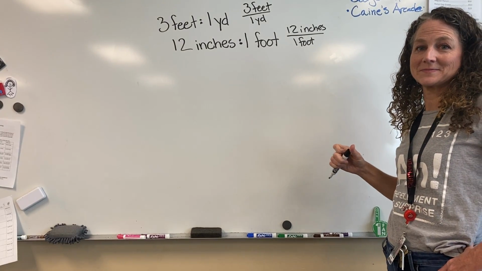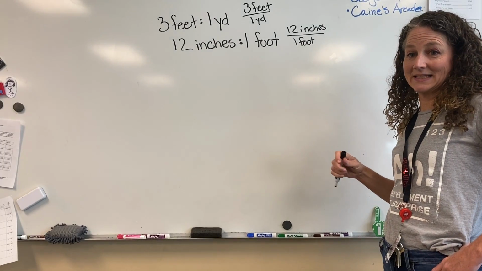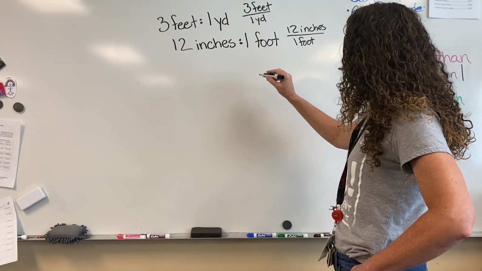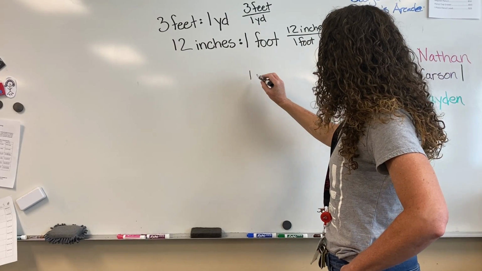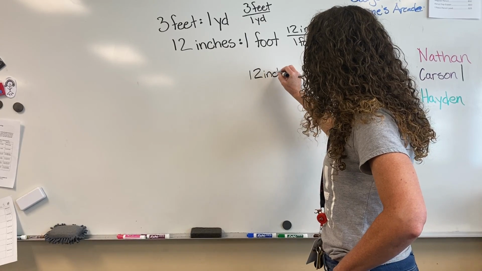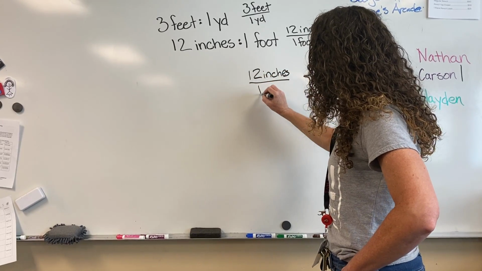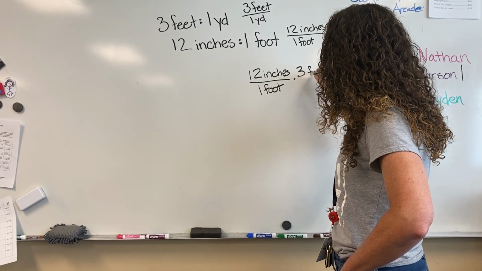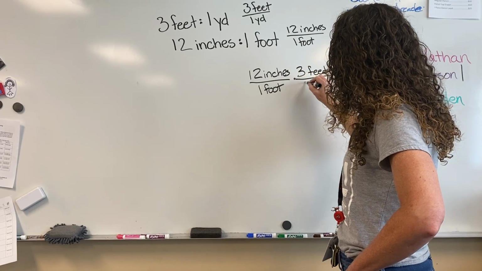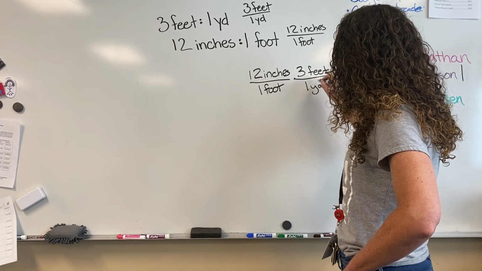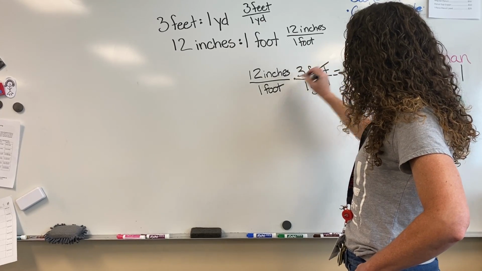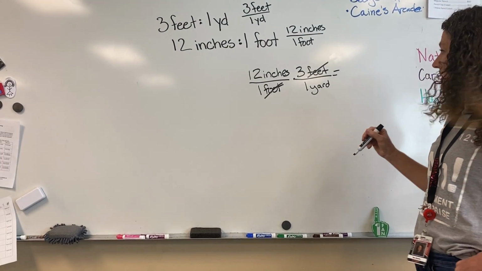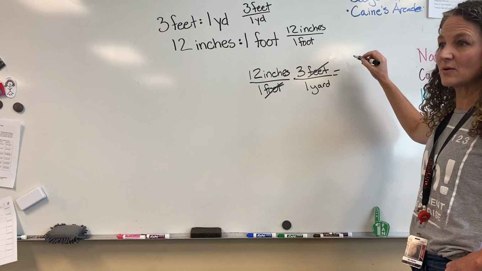Ashley's blanking on us. It's all right. What do you think, McKinley? You multiply the 12 inches by 3. Because if I have 12 inches by 1 foot, and I have 3 feet to 1 yard, then my feet are going to cancel, right? So 12 times 3 is how many inches per yard? What's 12 times 3? What is it, Nathan?